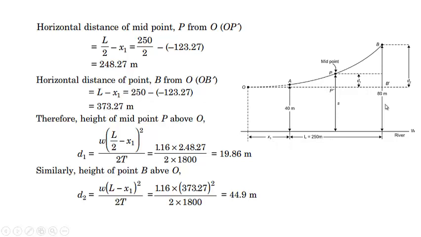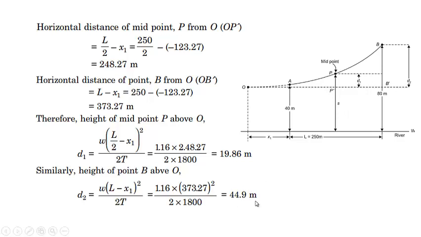It comes to 373.27. Now D1 will be equal to the vertical distance W x square by 2T, at a distance of this much OP dash from the origin. We can use that formula, that is W into (L by 2 minus x1) whole square divided by 2T. It is equal to 19.87. That means this D1 is 19.87. Similarly D2 is W into (L minus x1) whole square by 2T. It comes out to be 44.9 meters.